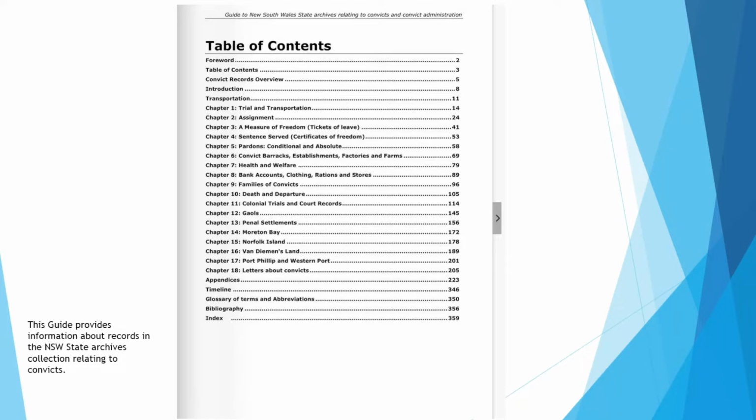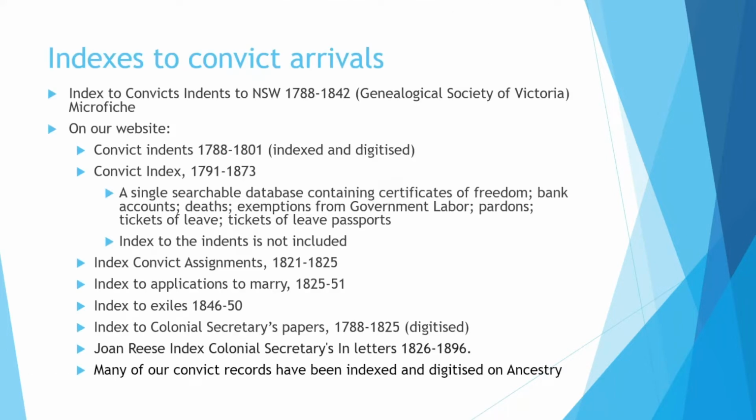The indexes we have available for convicts, the main one is the Index to Convict Indents to New South Wales, 1788 to 1842. Now that was published by the Genealogical Society of Victoria. So that's available on microfiche in our reading room. The indexes we have on our website are the Convict Indents, 1788 to 1801.